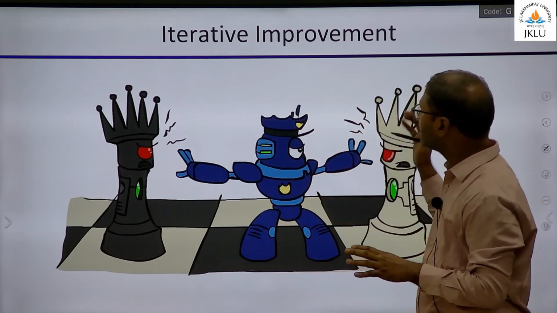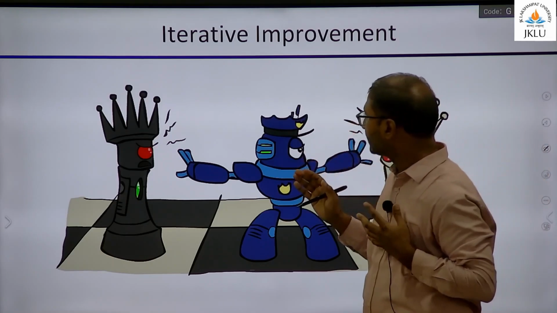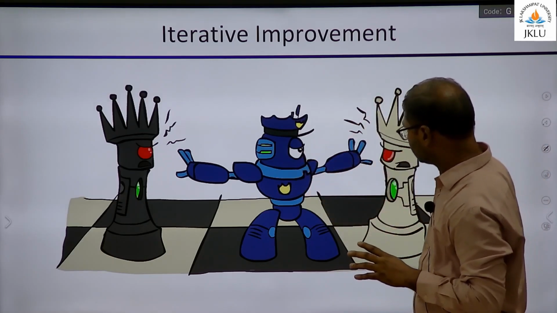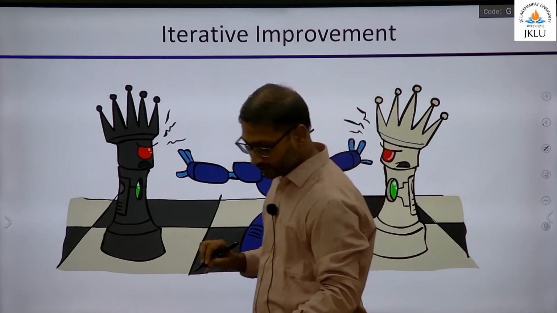Okay, so we start with iterative improvement now, and we'll do it for the n-queens problem.